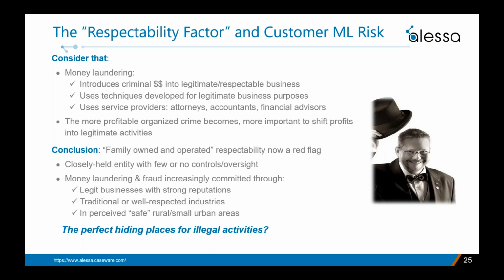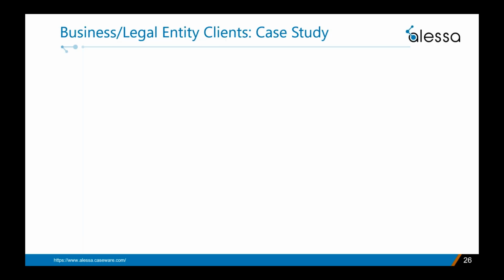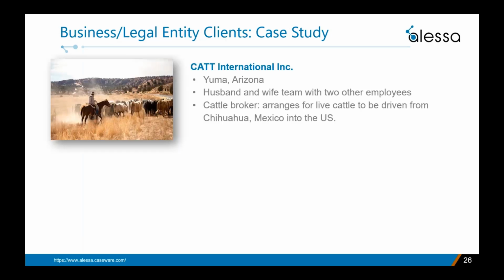Next, I'm going to present a case study that illustrates a business customer with multiple profile and relationship risk factors. And you should know that this is based on an actual customer of my former bank. I've changed or omitted certain things for anonymity, of course. And this case study is about a company called CAT International, Inc.